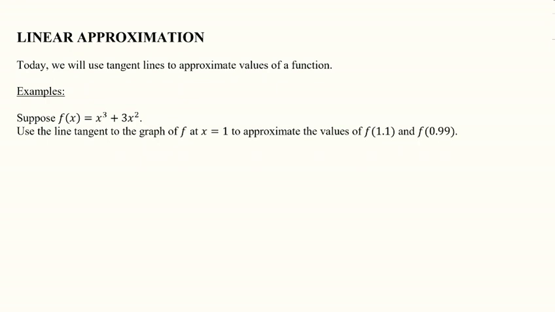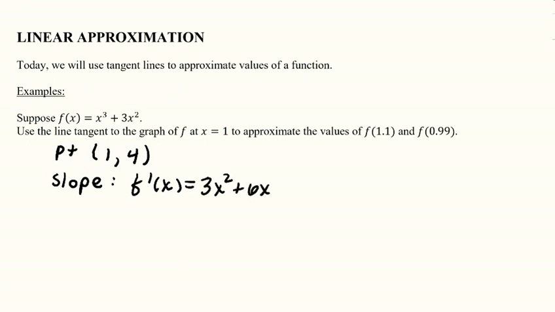All right, so I need a tangent line. So I need a point, and so the point is going to be x is 1 and y is 1 to the third plus 3 times 1 squared, is 1 plus 3 is 4. To get the slope, I'm going to take the derivative. And then I'm going to plug in 1. And that's going to be 3 plus 6 is 9. So my equation is going to be y minus 4 is equal to 9 times x minus 1.